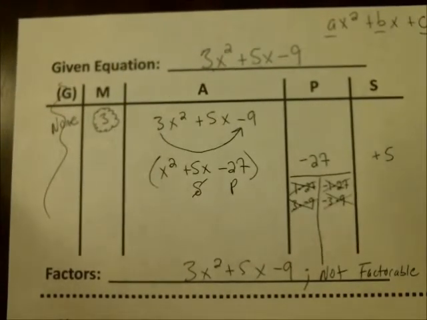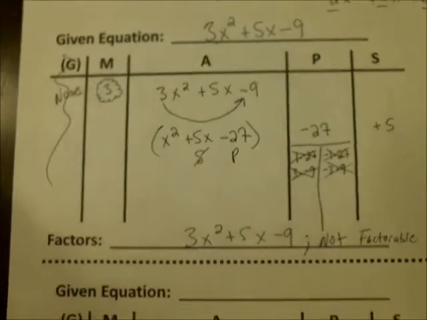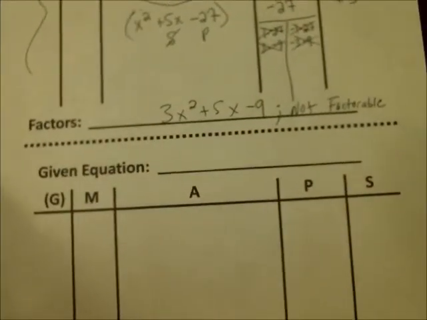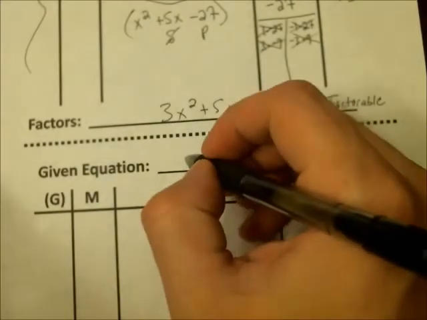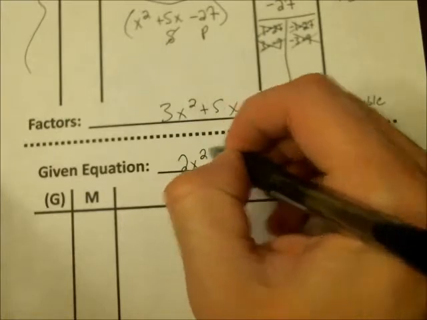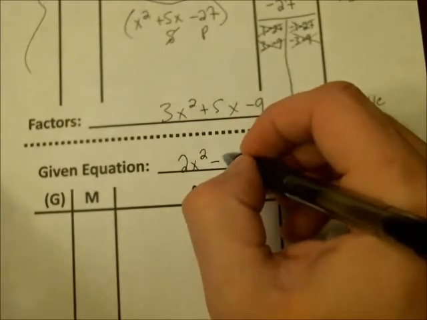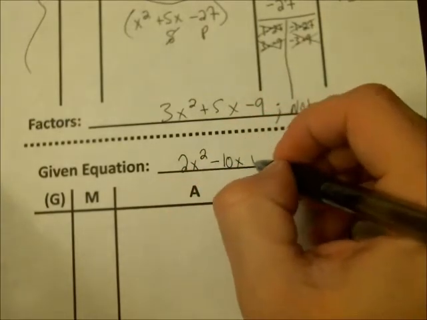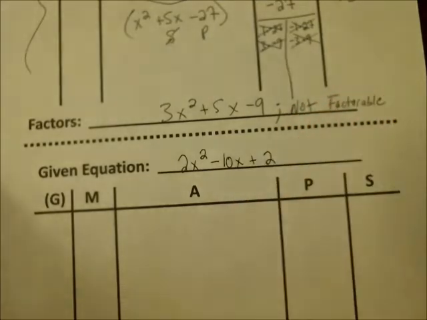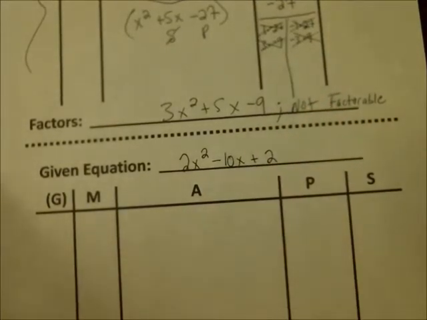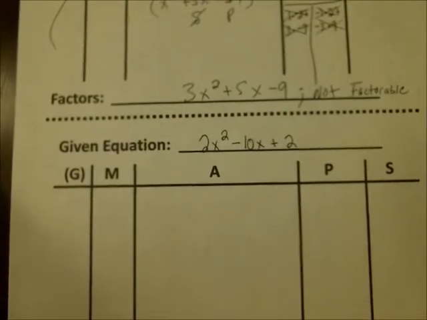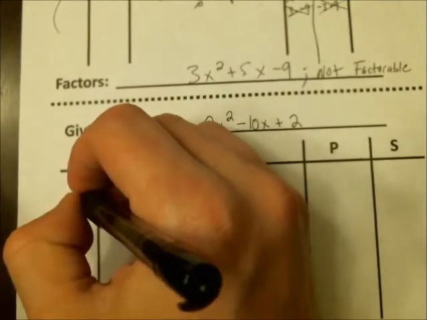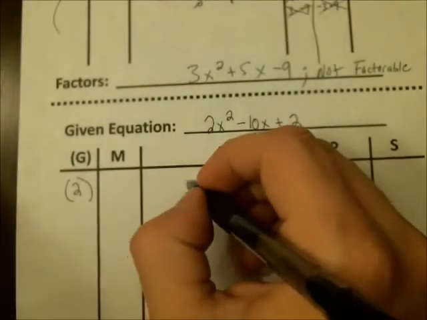Now, to the contrary, last problem, no more videos. This is it here. If we had 2x squared minus 10x plus 2, go ahead, let's find the GCF. I see one, I know one. Pause it, find it. Okay, great. You should have had 2 as the GCF.